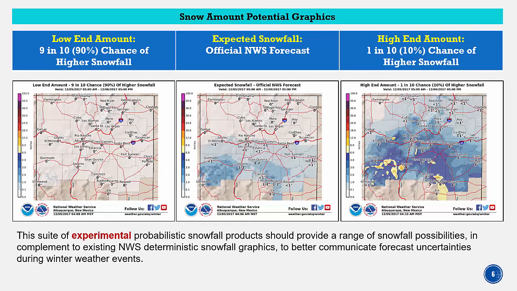These 3 graphics combined show a range of snowfall possibilities and can be very useful before a winter weather event or in the early stages of a winter weather event for planning purposes. If using these graphics during the middle or latter stages of an event, note that they will only include additional snowfall amounts, not amounts from the whole event.